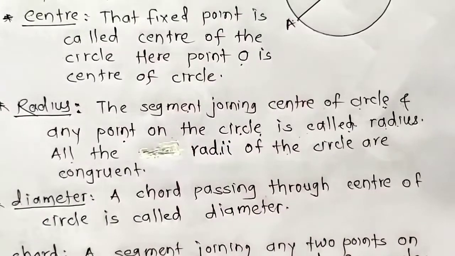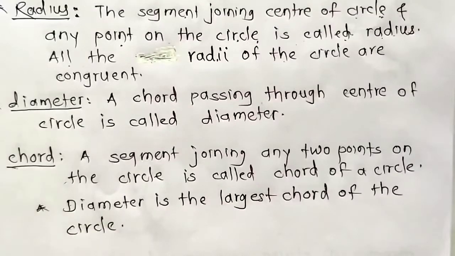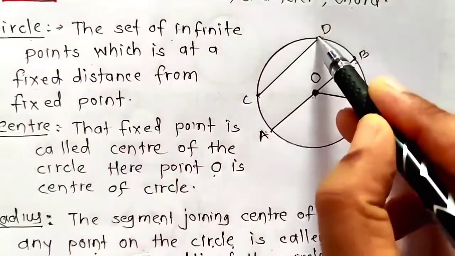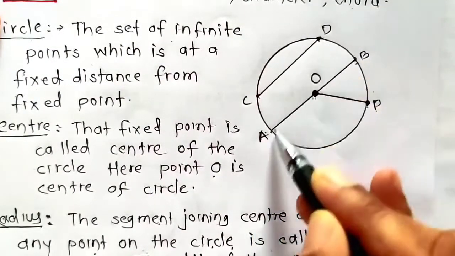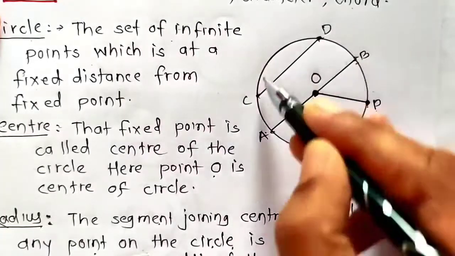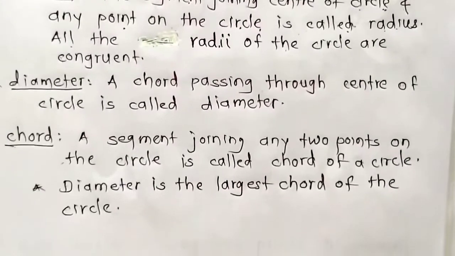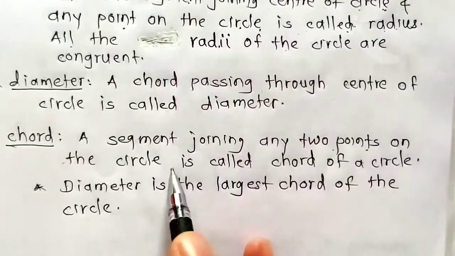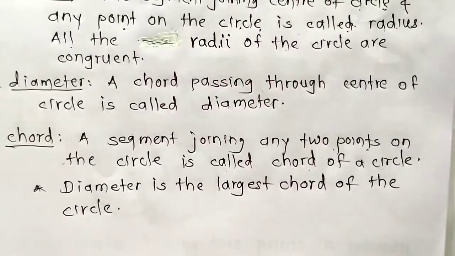Next one is the chord, then we see the diameter. Here CD and AB are two chords. If we take any two points on the circle, the segment joining any two points on the circle is called the chord of the circle. So this chord AB and chord CD are shown in the circle.